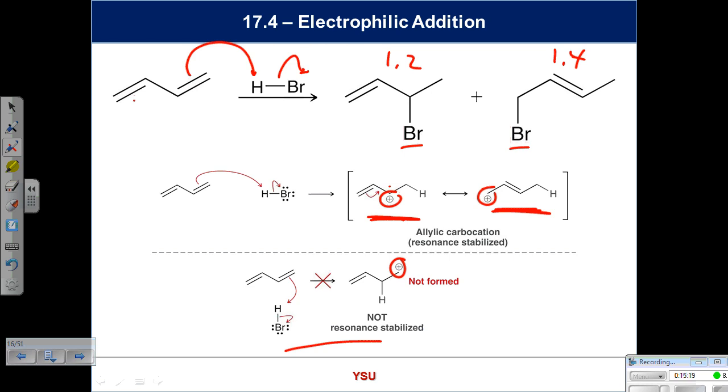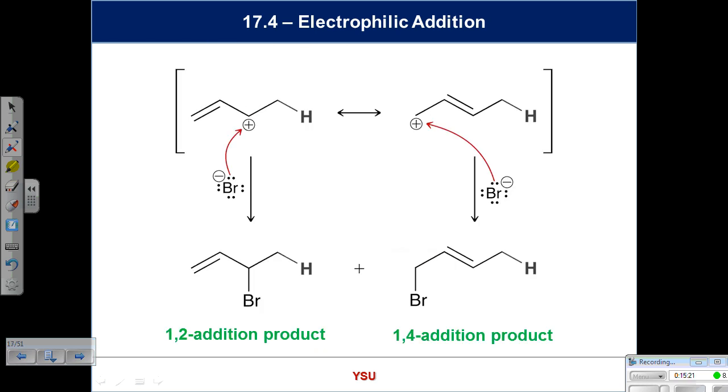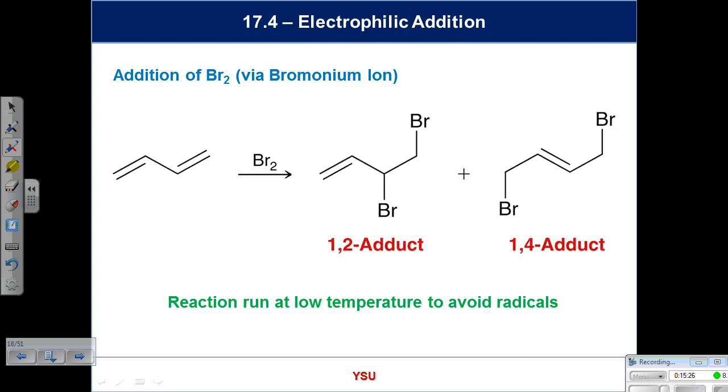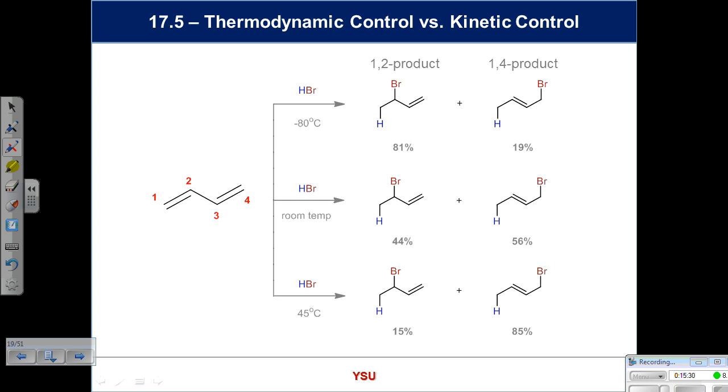That's the outcome. Same thing happens with Br2. There's the mechanism. I'll show you this again. You're going to spend a lot of time on this in the near future. Same thing happens for bromine. You get the same outcome. We have to understand why we can do this and how we can control this with temperature.